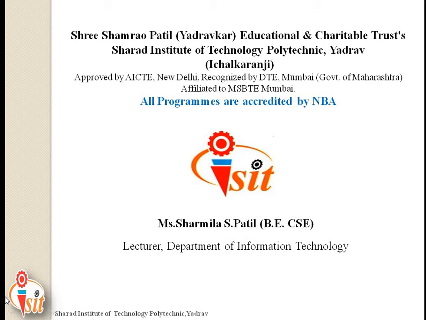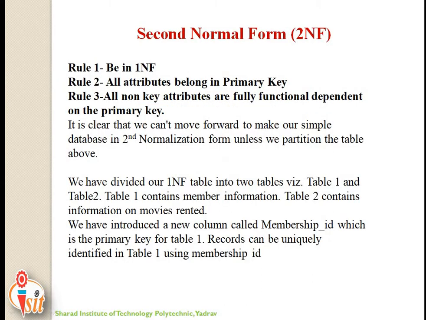Then we had seen the example of first normal form. Now we will continue with the second normal form, that is 2NF. Now what is second normal form? A database is in second normal form if it satisfies the following conditions.